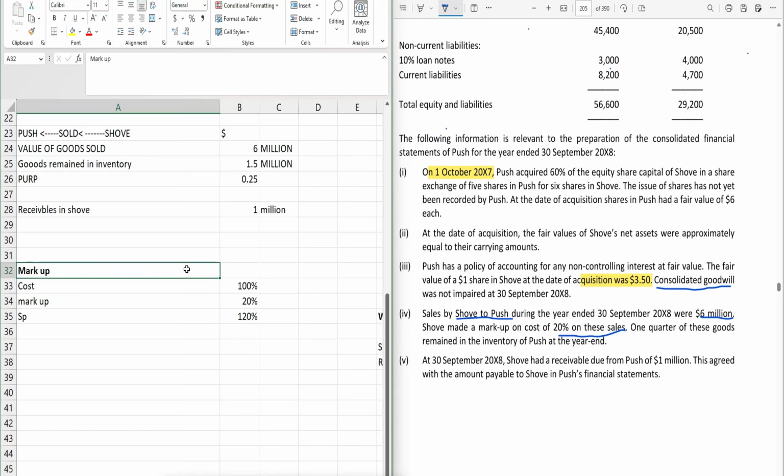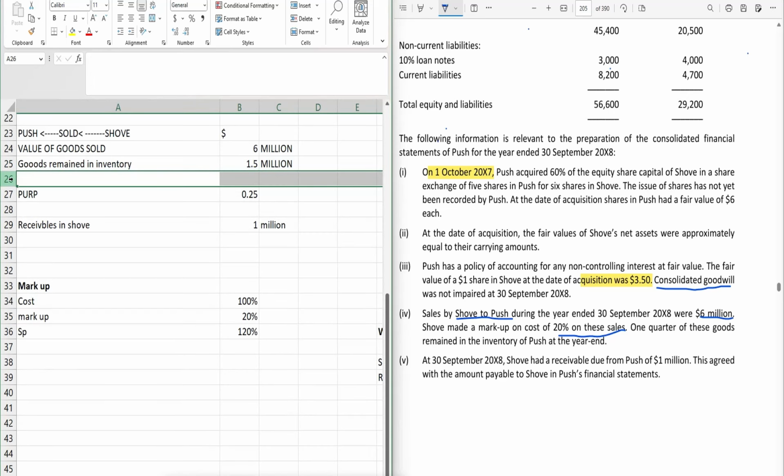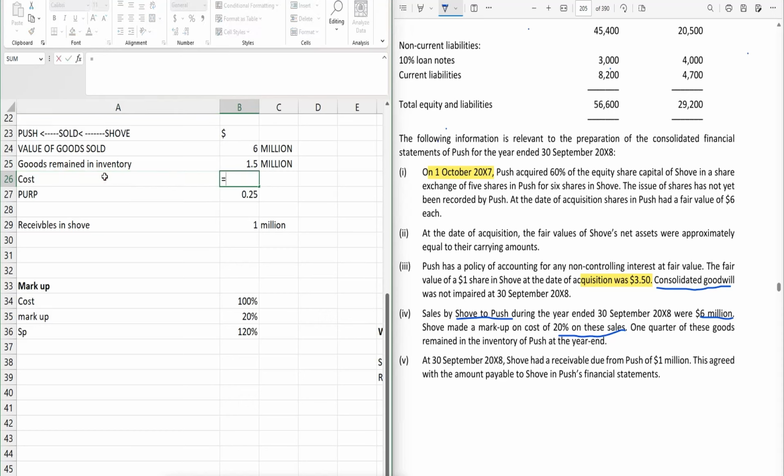And for the markup, how will we calculate it? So the value of goods was 6 million, out of which 1/4 of the goods is remaining in the inventory. So this is the selling price, right? That means this is the value that we sold to the customer. Now if we talk about the cost, the remaining goods in the inventory is 1.5 million, and we need to calculate the cost.